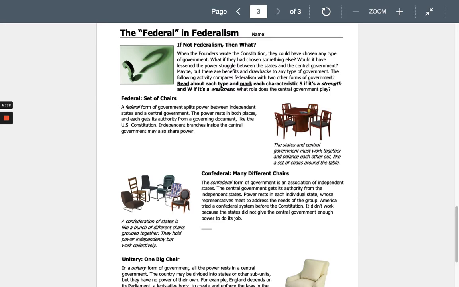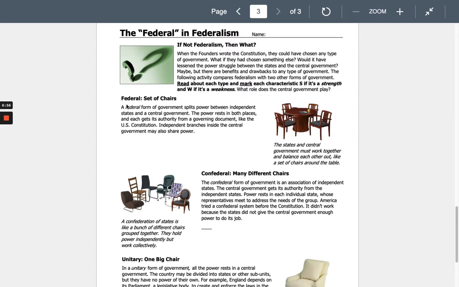The following activity compares federalism with two other forms of government. Read about each type and mark the characteristic S if it's a strength and W if it's a weakness. If you're in my class, you don't actually need to take that step at this time. What role does the central government play?